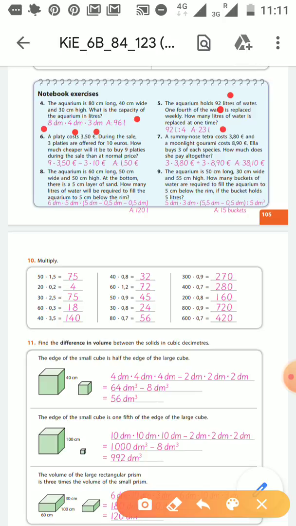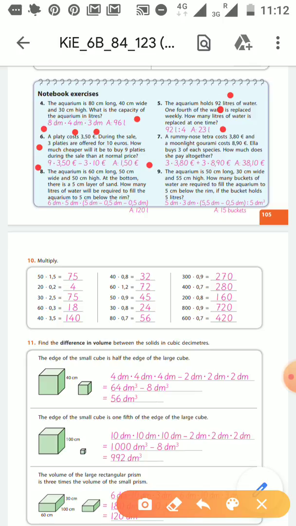Next question, a platy costs €3.50. During the sale, 3 platies are €10. So you've got to think what the normal price would be versus the sale price. So 3 times 350 is going to be 1050, isn't it? Okay. And is that right? Well, we see the working out there, don't we? So 9 times 350 minus 3 times 10, and the answer is €1.50.